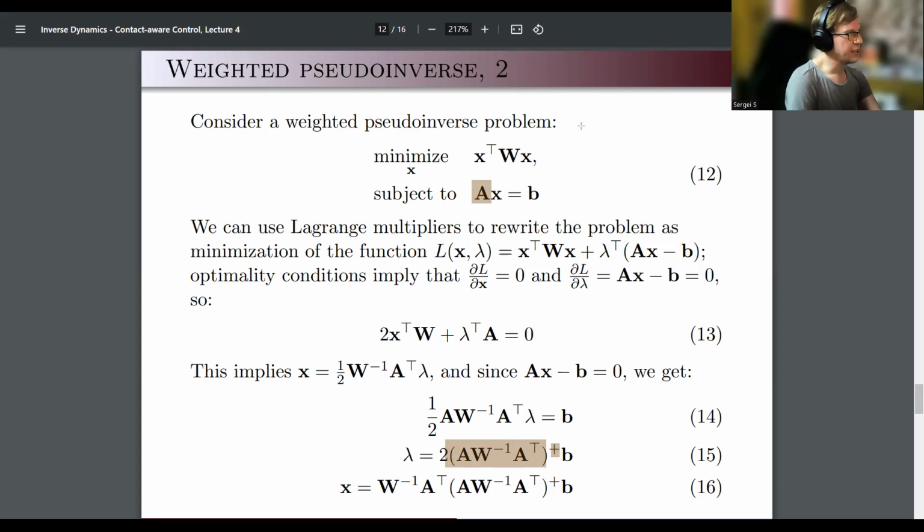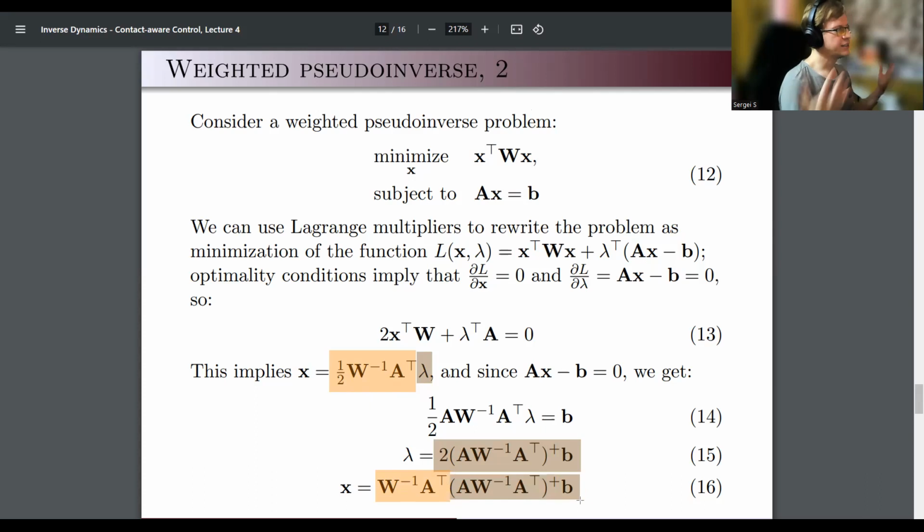Okay, last step. We take all of this and we substitute it into here. No, not into here, sorry. Into here. So we get this guy, right? And we get what we substituted, so this guy. And this is our final solution. This is our analytical pseudo-inverse derived by Lagrange multipliers. Okay.